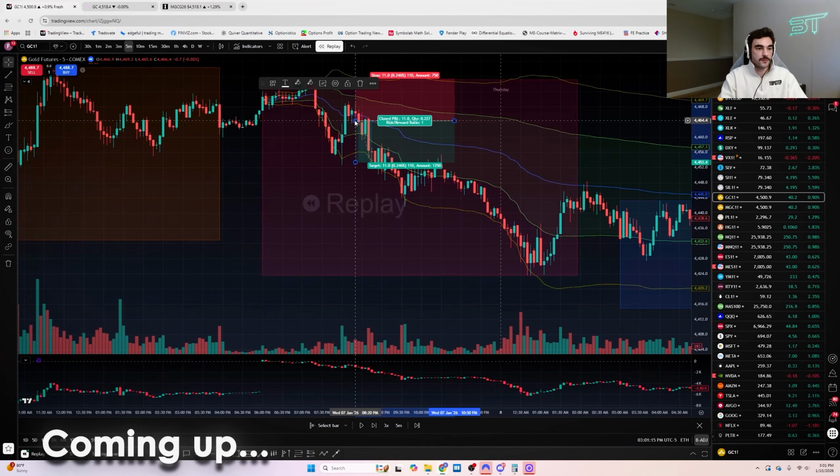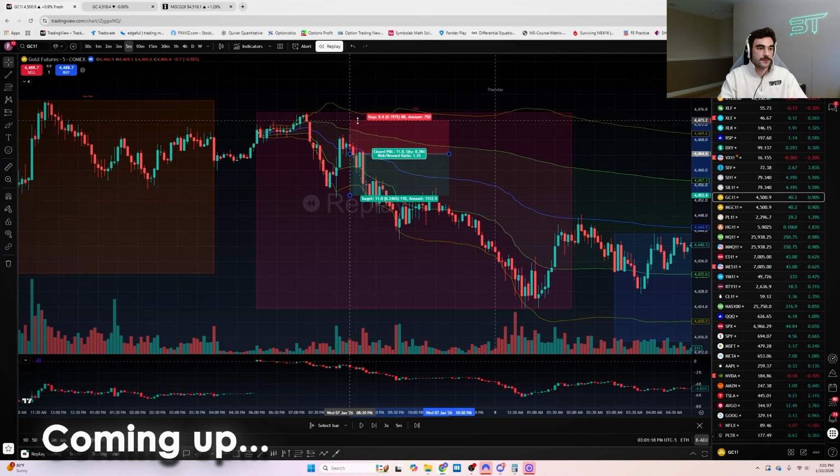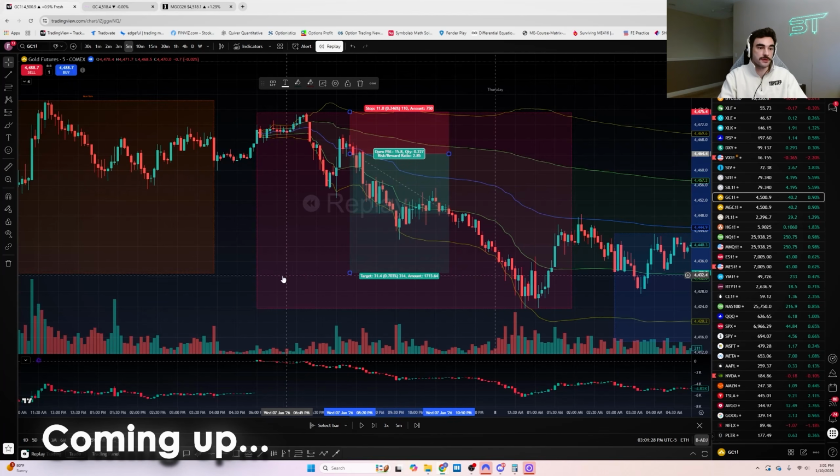I'd be trying to get in probably around here, right at VWAP. I'm going to either set my stop at the top of this bar or the top of this Asia high. I know this is a little bit of a wider stop, 11 points, but my target makes sense here. I'm targeting 30 points on this.